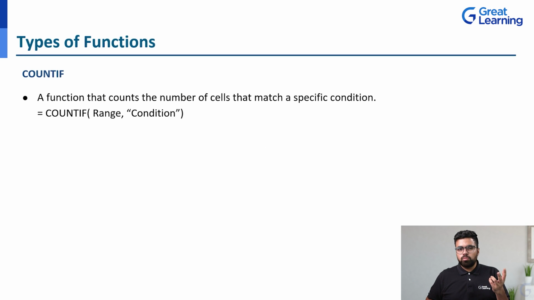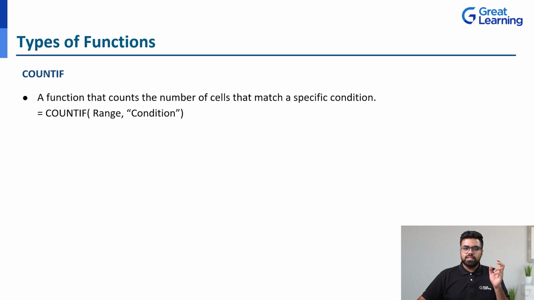The first very important function is known as COUNTIF. What does it do? It is a function that counts the number of cells that match a specific condition. So in a range of things, what is the specific condition that I opted for? It will count the number of cells that match that condition. That is known as COUNTIF.